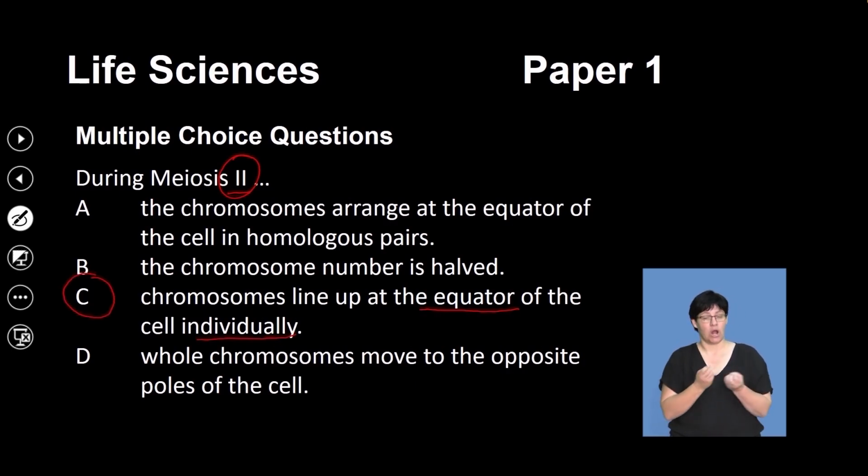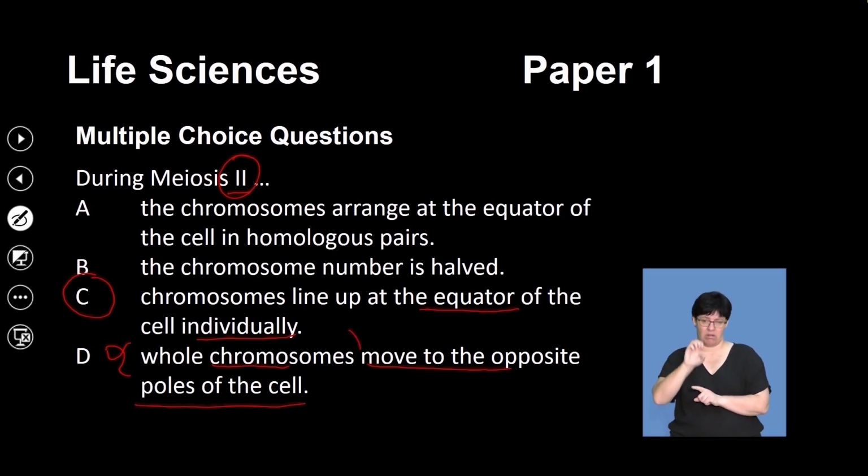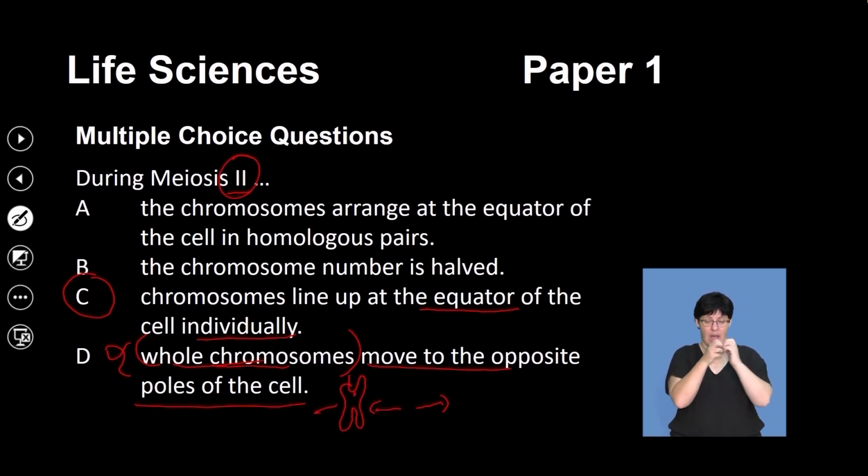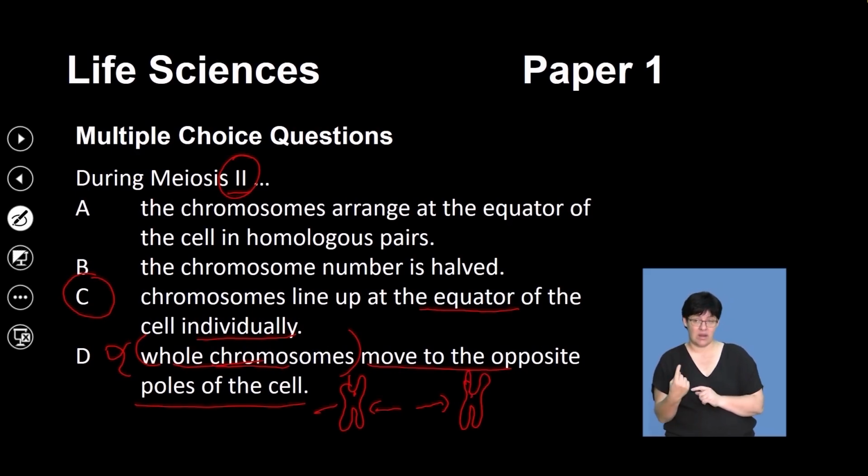However, lots of you have given me the answer D, and let's try and understand why D was probably an answer that was close but not correct. Whole chromosomes move to the opposite poles. And guys, whole chromosomes moving only happens during anaphase 1, where an entire chromosome is pulled to the opposite poles. So that is in anaphase 1. But the description here is relating to meiosis 2.